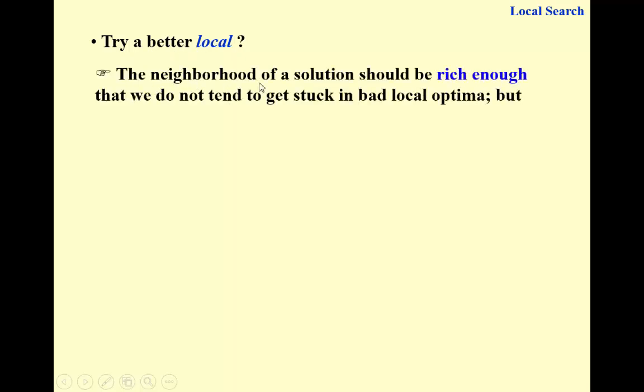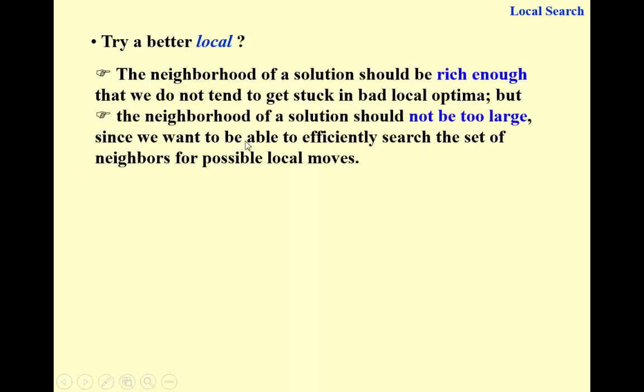Another direction is to define the neighborhood in a different way. They say the neighborhood of a solution should be rich enough that we do not tend to get stuck in bad local optima, which means if the neighborhood is too small, then the probability of hitting the bad local optima will be high, right? So we want it to be rich so that it's unlikely to get bad luck. On the other hand, the neighborhood of a solution should not be too large, since we want to be able to efficiently search the set of neighbors for possible local moves, right?